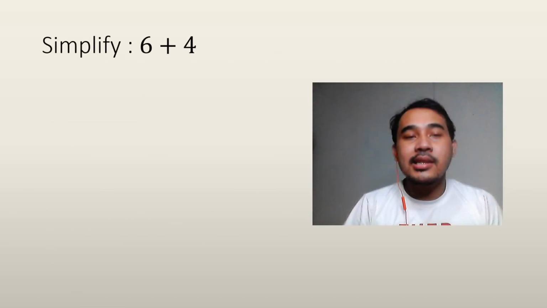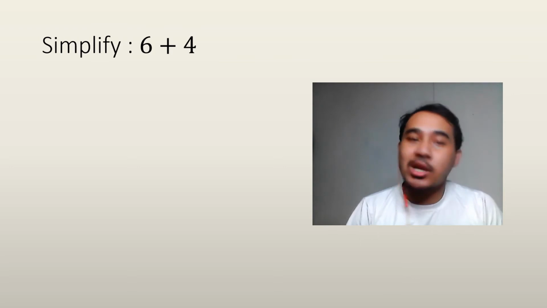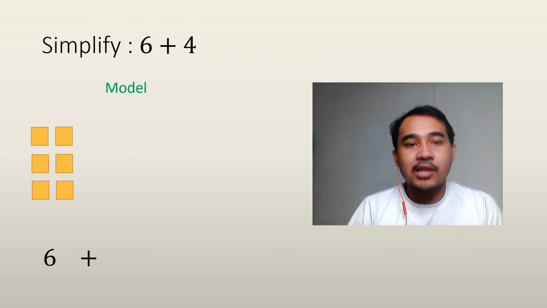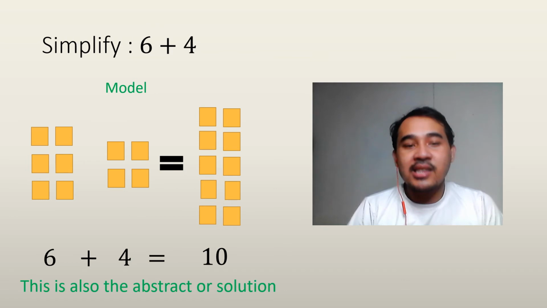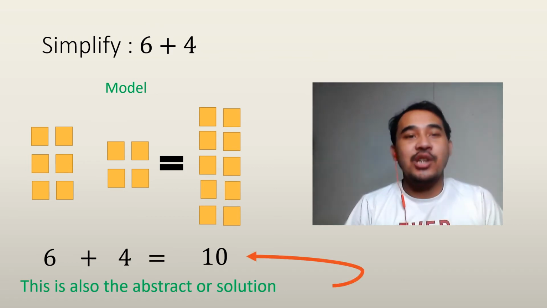Let's have an example, 6 plus 4. When you were in elementary, this was very basic because there were only positive numbers that you were adding way back then. So let's have now the model. You have 6 yellow tiles, so that will be 6. Then combining another 4 yellow tiles, the answer would be 10. And there's also the abstract or the solution. So I think you don't have any question about it. Let's go to another example.